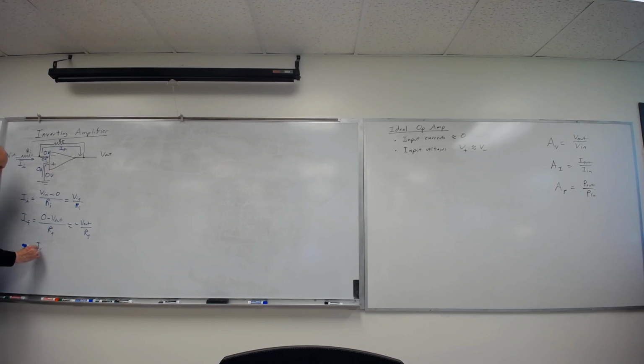But what I just said, this current has to be the same as that current, because the current in here has nowhere to go other than around. Sorry, RF is the feedback resistor. The resistor that connects output to input is feedback.